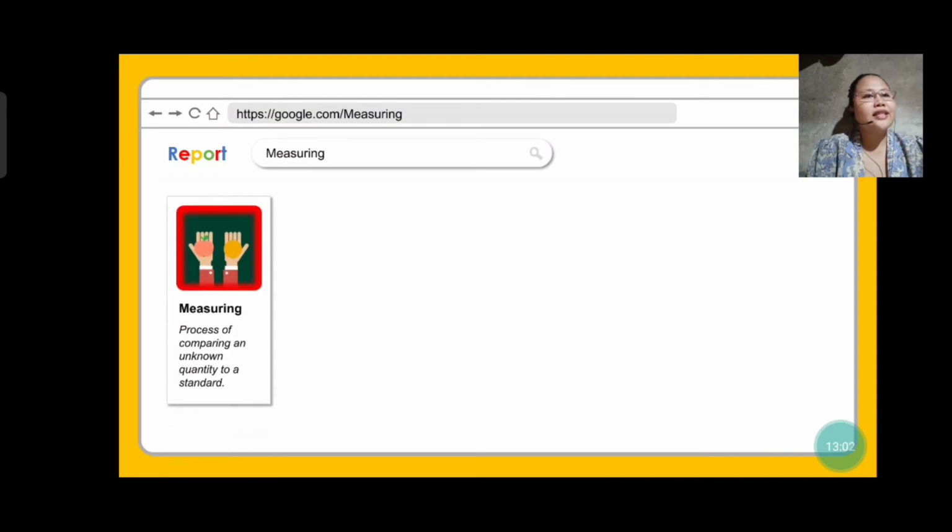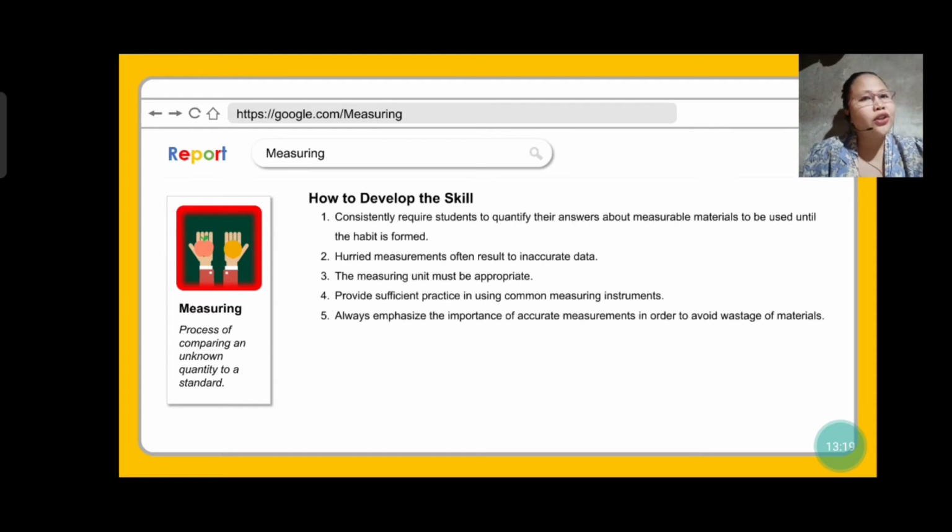Next is measuring. Measuring is a process of comparing a known quantity to a standard, so weighing or measuring based on its standard. So how do we develop the skill of measuring? First is to consistently require students to quantify their answers about measurable materials to be used until the habit is formed.